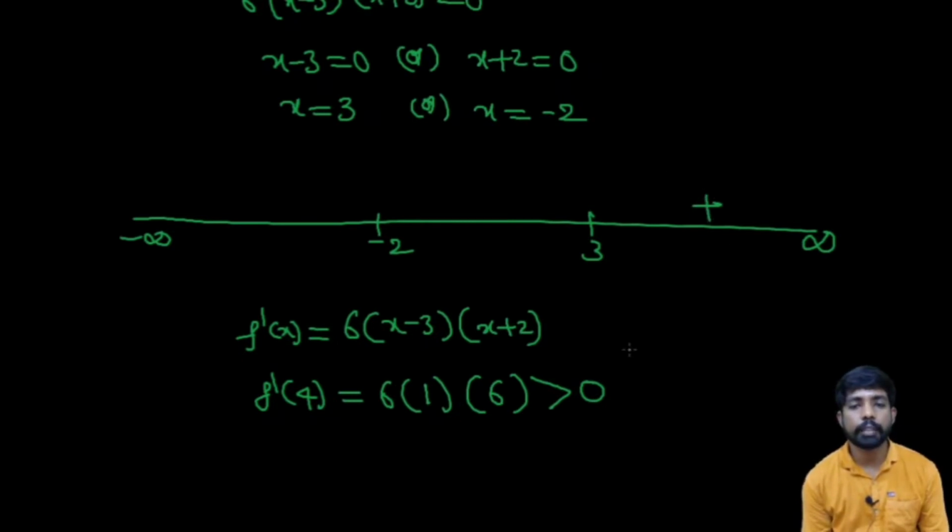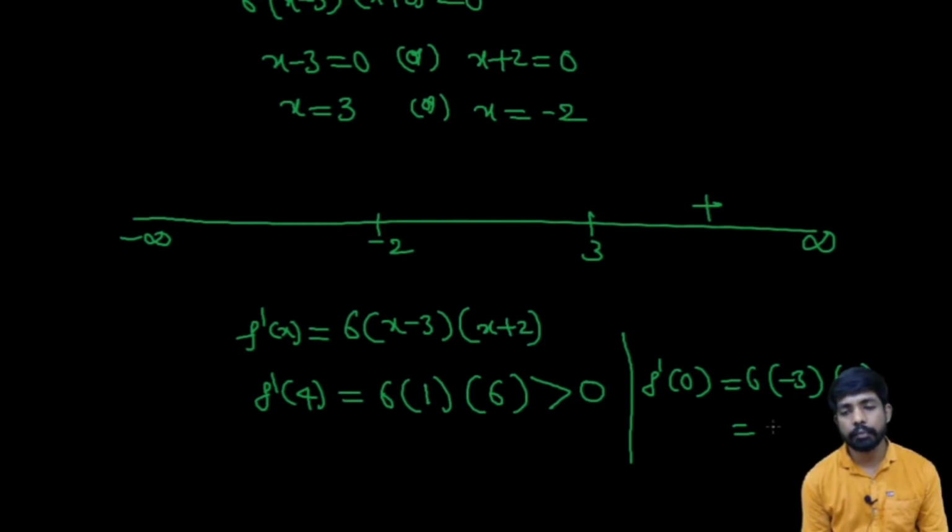Next, consider any number from minus 2 to 3. Let us consider 0. I am substituting 0 in the slope in place of x: 6 into 0 minus 3, which is minus 3, and 0 plus 2 is 2. So here you are getting negative into positive, which is negative. Therefore negative.